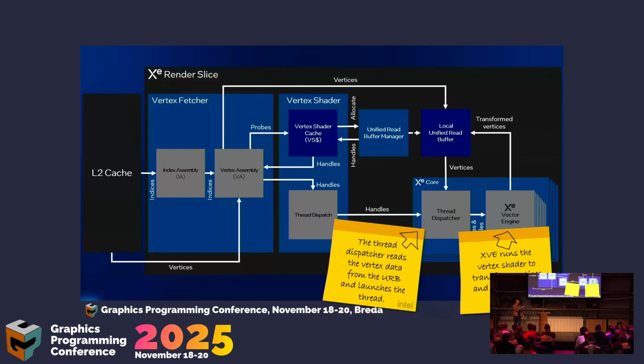Later on, when we launch the thread through the thread dispatcher, it's going to come here, and this is going to read the vertex data from this little memory, this URB, into here, and then poke it into our thread, ready to consume that, shade it, transform the vertices, etc.